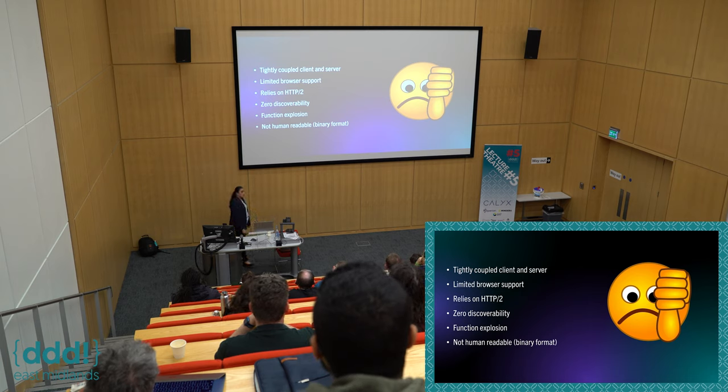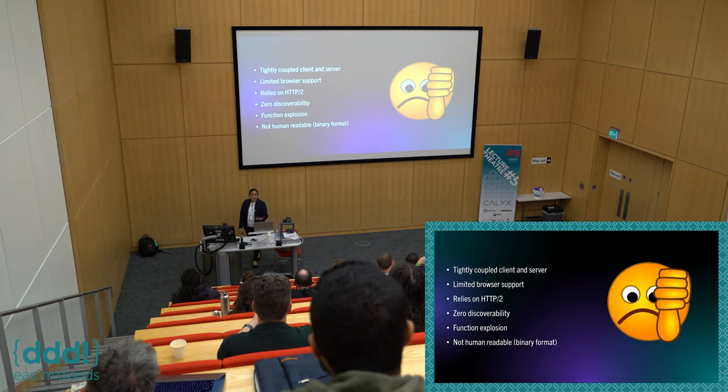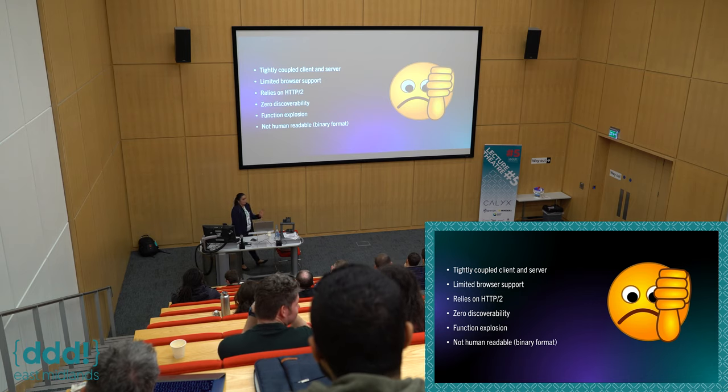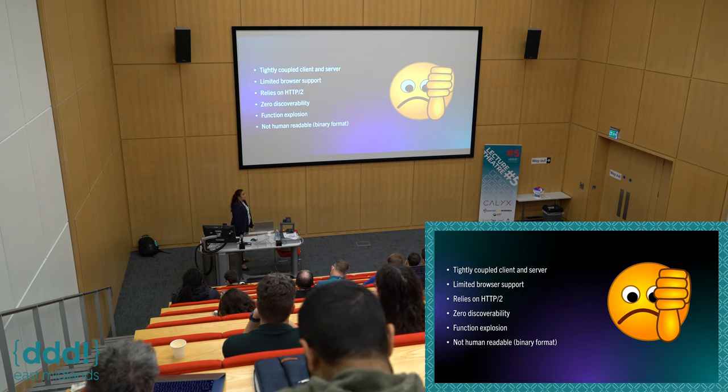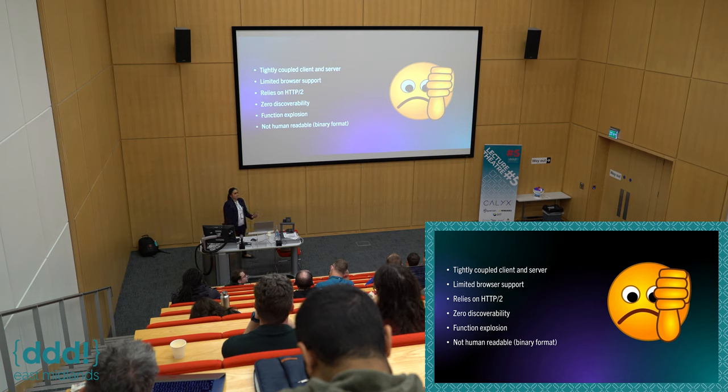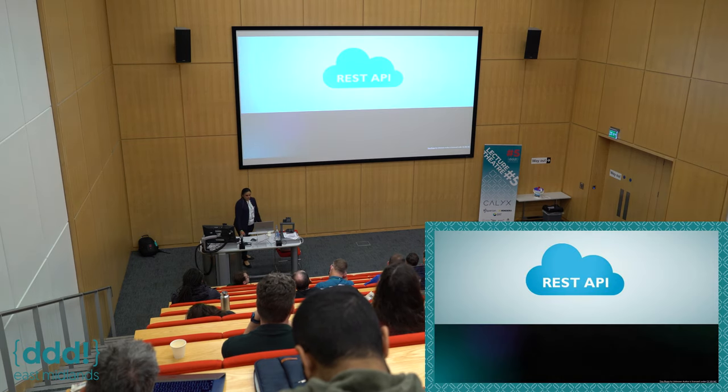There's limited browser support because it relies heavily on HTTP2. So if you are looking at browser-based apps like Blazor at the moment, you have to rely on gRPC-Web, which acts as a proxy to, I think, convert HTTP 1.1 messages into HTTP2 format. That's how I understood it. There's zero discoverability, except for the proto files. You have nothing as a source of reference. You can easily have function explosion with gRPC, because for everything, you need to write a function. There's no way of reusing something that you have already got. And of course, the binary format, it's not human readable. So that's gRPC in a nutshell, and let's move on to REST.